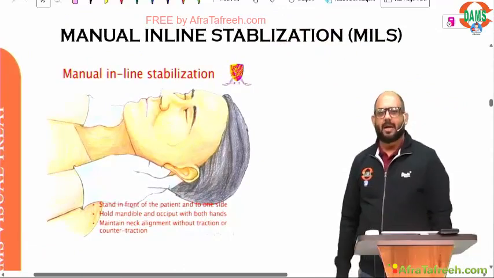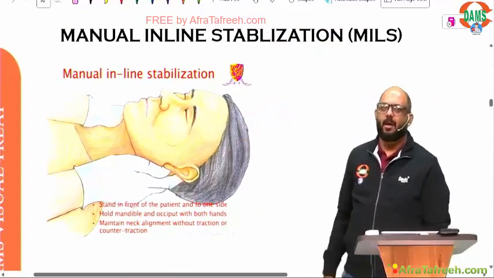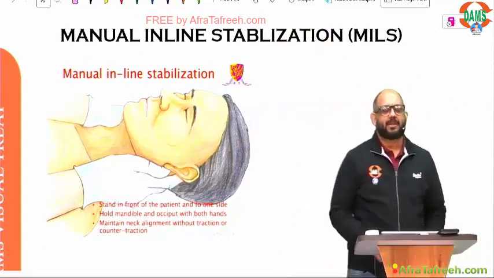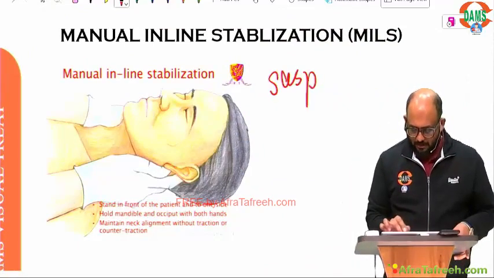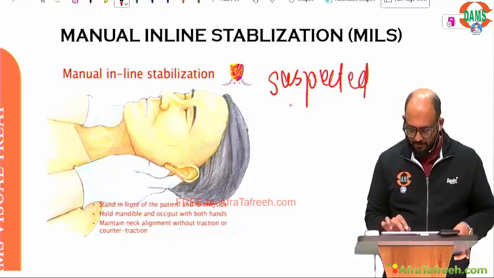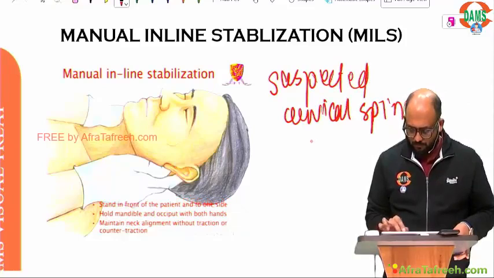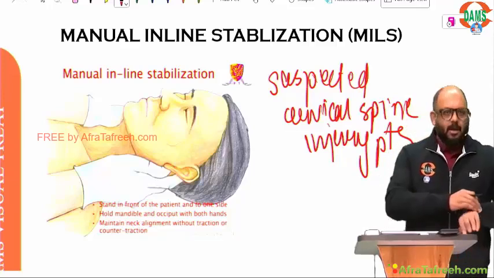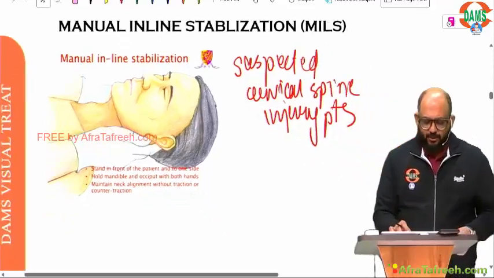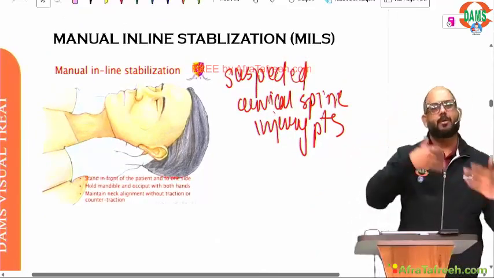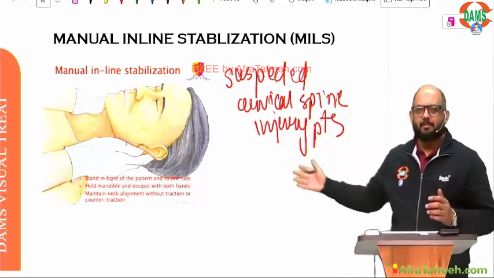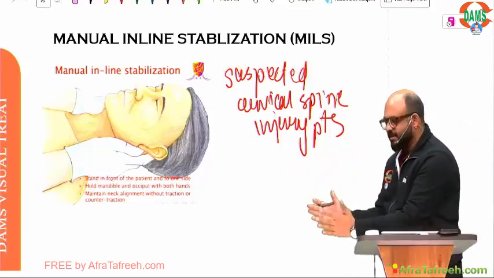Another change, another position, MILS, manual inline stabilization, that is done in suspected cervical spine injury patients. Suspected cervical spine injury patients where you do not have a hard collar in place, or you cannot place a hard collar because you have to intubate. There, somebody else will stabilize the cervical spine.